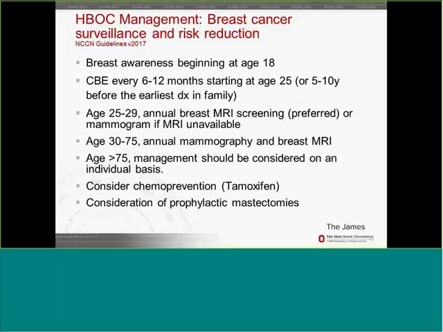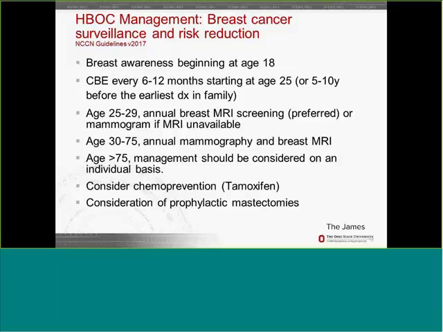The surveillance for breast cancer and risk reduction is just good breast awareness, aka self-breast exams, even though those aren't on most people's radars anymore. Clinical breast exams every 6 to 12 months, starting at age 25, or 5 to 10 years before the earliest diagnosis in the family. And we'll often tell them to alternate between their GYN, their PCP, if they're seeing a breast surgeon, the more the better, because what one might miss, the other might catch.